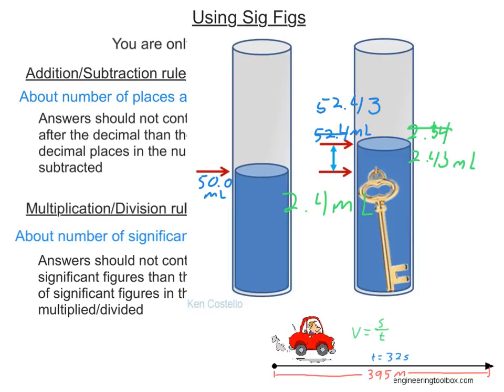We are only as strong as our weakest link. We took one measurement and it only went down to the tenths place. We took another measurement, it went down to the hundredths place. We're only as strong as our weakest link, which was down to the tenths place. So I need to round this 2.43 to the tenths place. That 3 does not push the 4 up. So this would again become 2.4 milliliters.